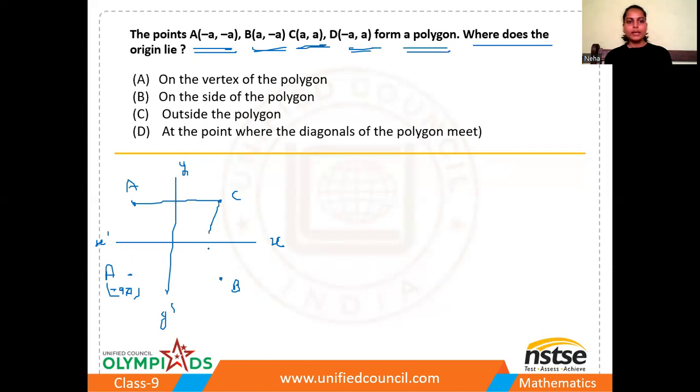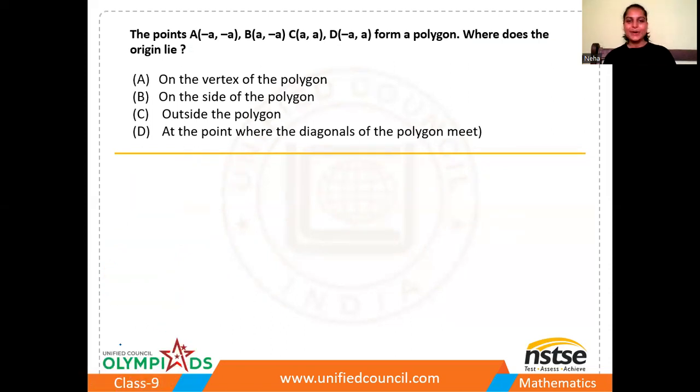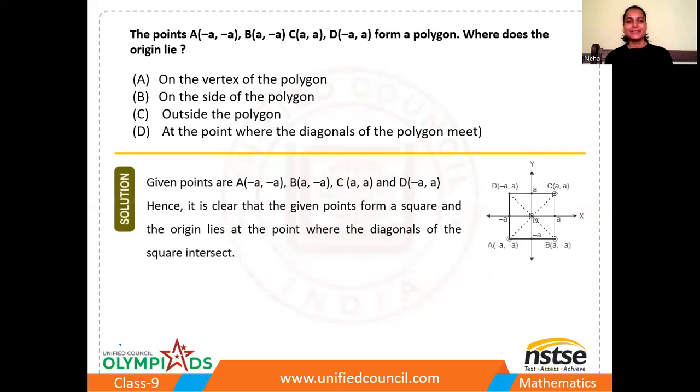So where does the origin lie? You all can see where the origin lies. The origin lies at the point where the diagonals of the square intersect, here.